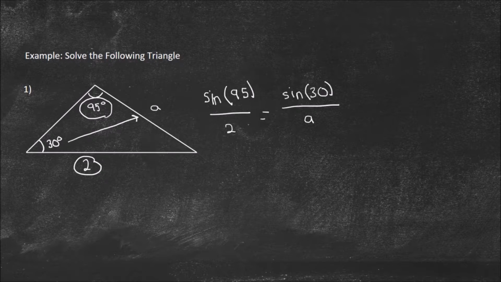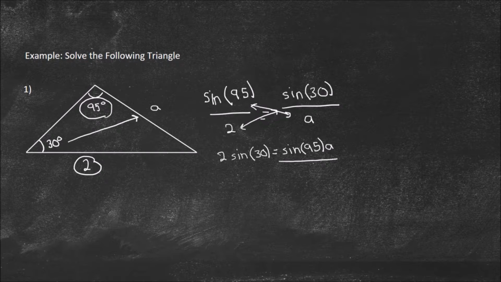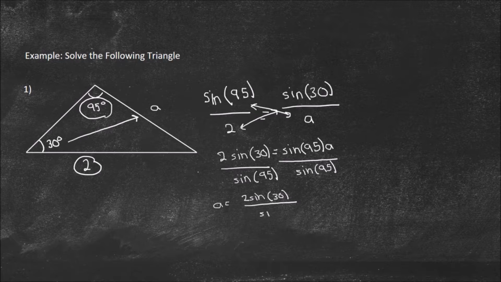So what we do is cross multiplication. We take these two, multiply them, and we set it equal to these two multiplied together. So I get 2 sine of 30 equals sine of 95 times a. Then I divide by the sine of 95. And that's what I get for a. So a equals, let me just rewrite it here, a equals 2 sine of 30 divided by sine of 95.